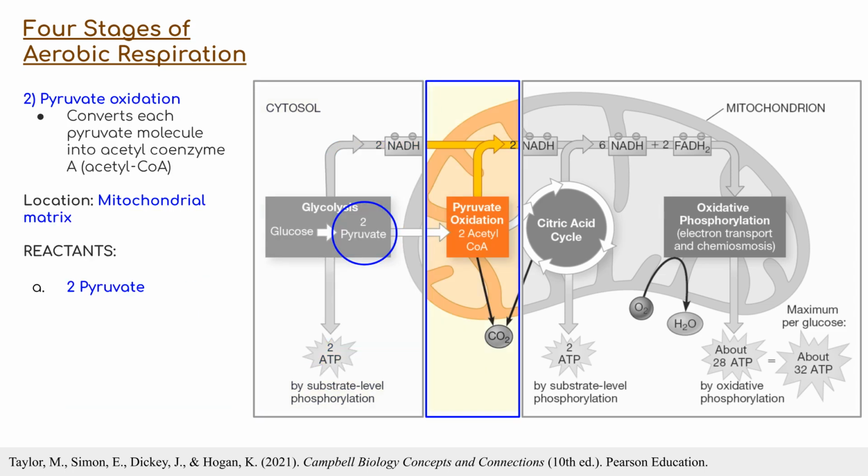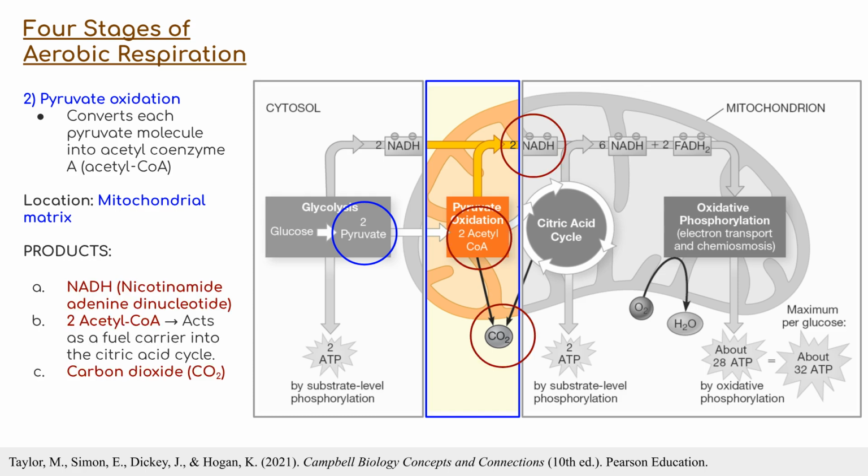The second stage is pyruvate oxidation. Pyruvate oxidation occurs in the mitochondrial matrix. The 2 pyruvate molecules produced during glycolysis enter the mitochondrion. The 2 pyruvate molecules are converted into acetyl coenzyme A. During this conversion, carbon dioxide is released, and energy is transferred to NAD+ to form NADH. No ATP is produced at this stage, but acetyl coenzyme A is formed to fuel the next step.